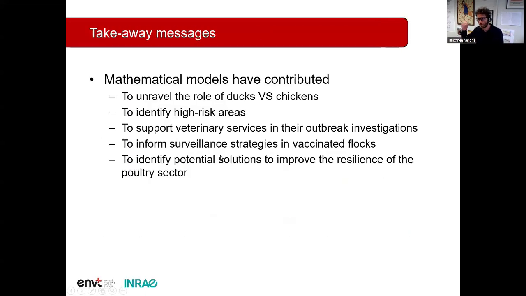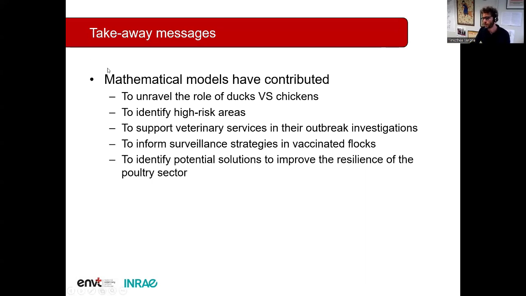So just to wrap up for avian influenza, what mathematical models have shown: we use mathematical models for different things. First, we unraveled the role of ducks versus chickens, showing that ducks played a special role in the epidemiology of avian influenza in France and in Europe in general, but France is the country with the highest number of ducks. That helped us to identify high-risk areas where the legislation is not exactly the same as in the other areas. In these high-risk areas, the restrictions are more stringent when the risk increases.